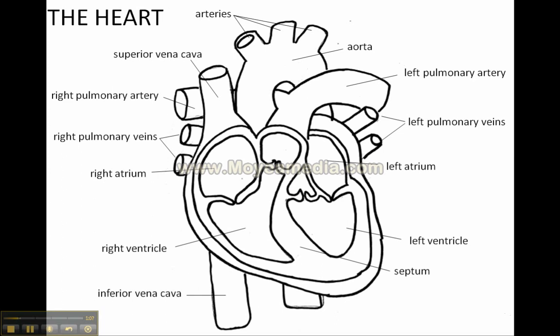The walls of the ventricles are much thicker than the atria. This is because the ventricles have to pump the blood over much larger distances.